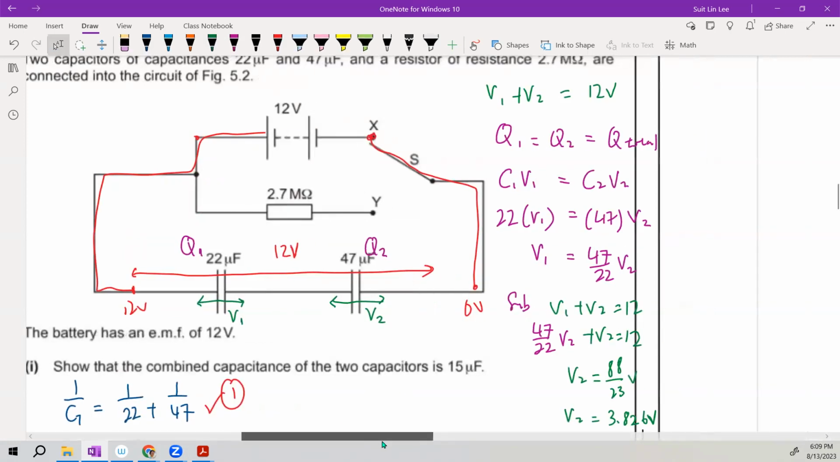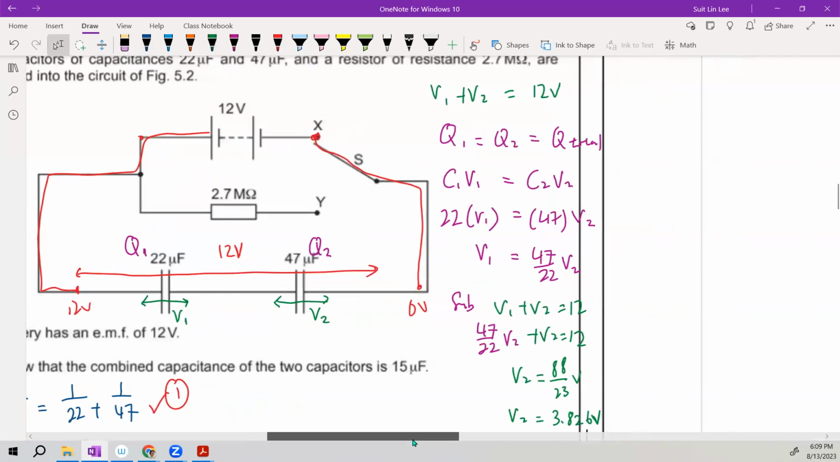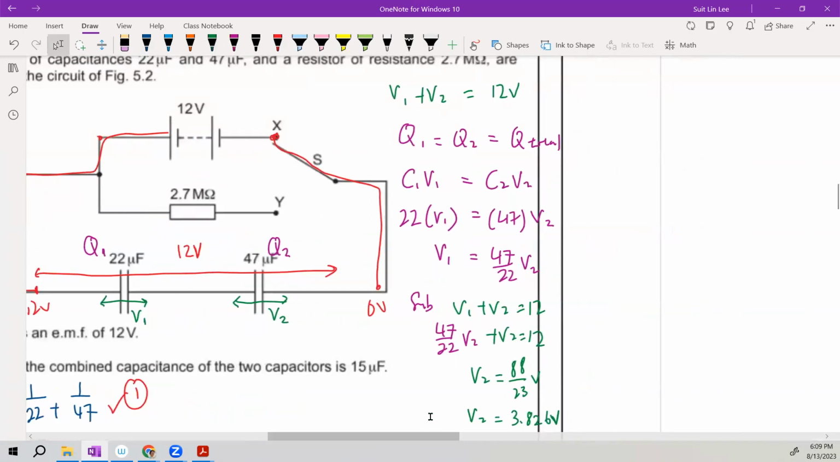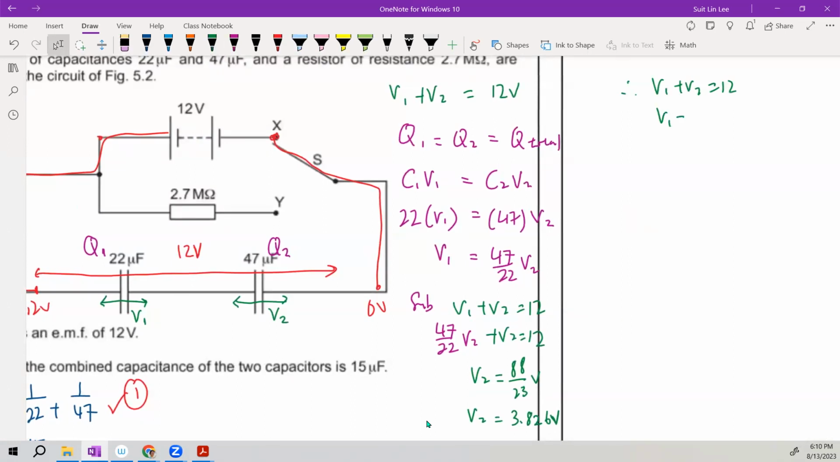If I find V2, I can immediately find V1 because V1 plus V2 is 12, right? So hence, since V1 plus V2 is 12, V1 will be equal to 12 minus 3.826. This will make it 8.174. Hence, we can now find total energy.